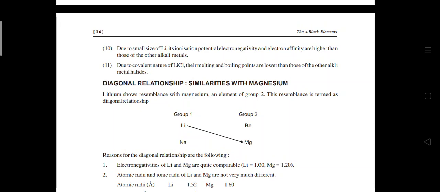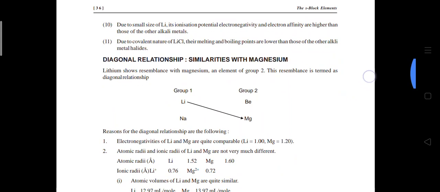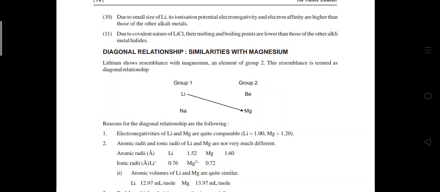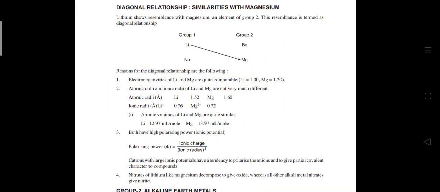of other alkali metals. Due to covalent character of lithium chloride, its melting point and boiling point are lower than those of alkali metal halides.